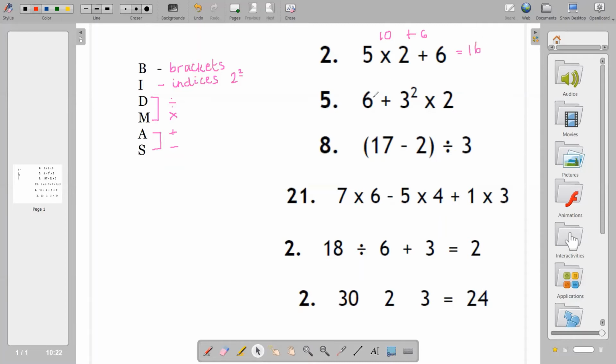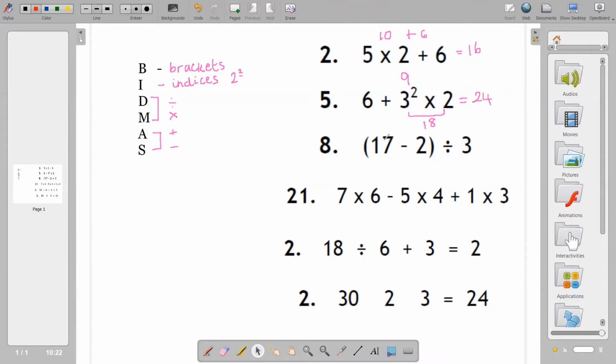So looking at number 5, we have addition, we have indices, and we have multiplication. So going back to our BIDMAS, we have no brackets, but we do have indices, so we need to solve this first. So 3 to the power of 2 is 9. Then we have no division, but we do have multiplication, so we would do 9 times 2 is 18. So these things here together become 18, and 6 plus 18 will give you 24.